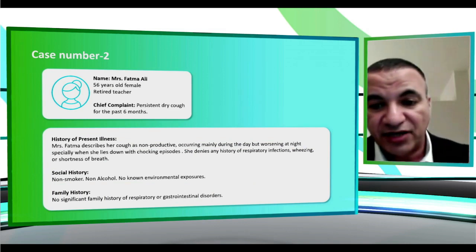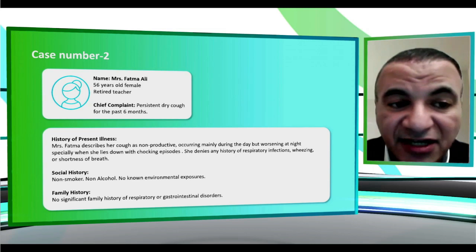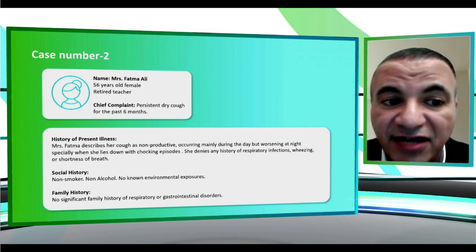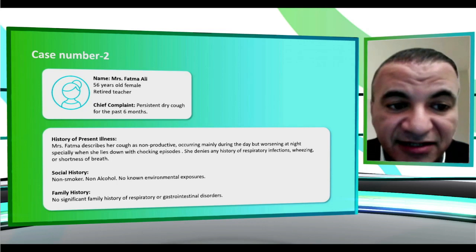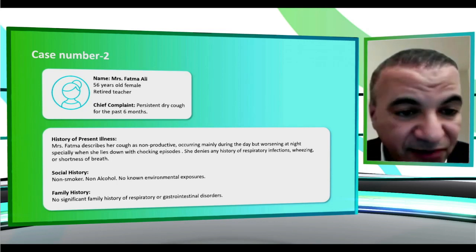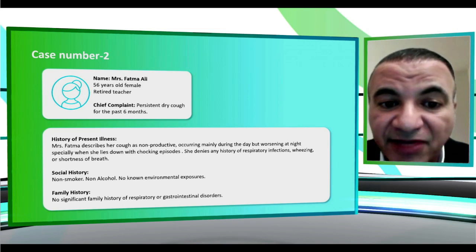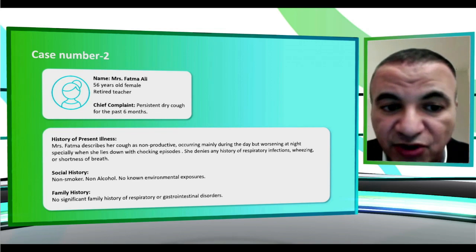Now we go to case number 2. We have Mrs. Fatma Ali. She's 56 years old, female, a retired teacher. Her chief complaint is persistent dry cough for the past 6 months. Mrs. Fatma describes her cough as non-productive, purely dry, occurring mainly during the day but worsening at night, especially when she lies down, with some choking episodes.